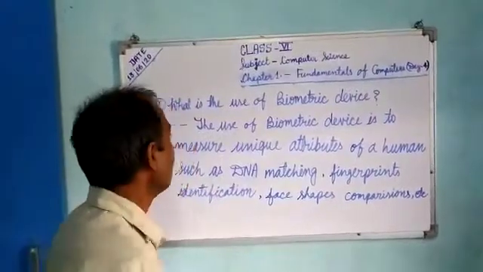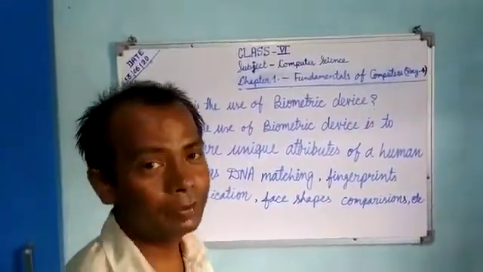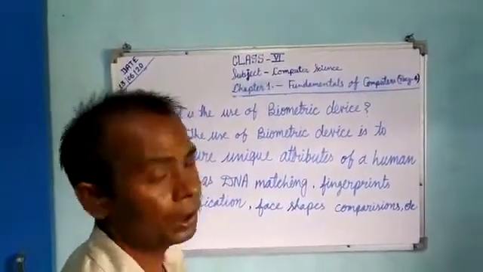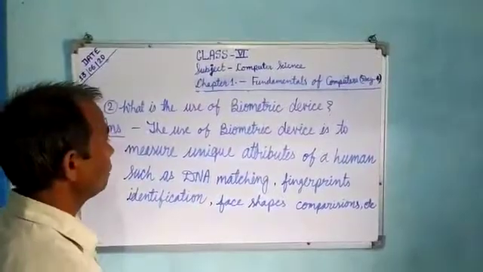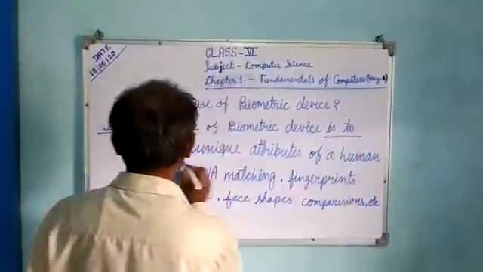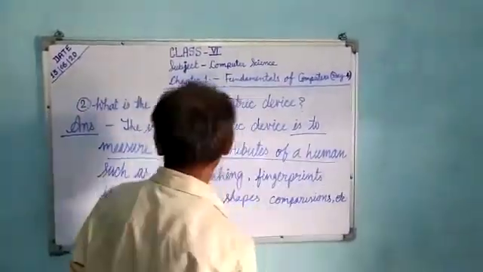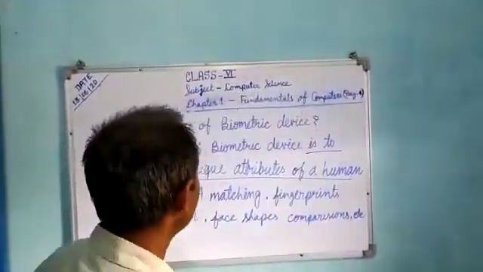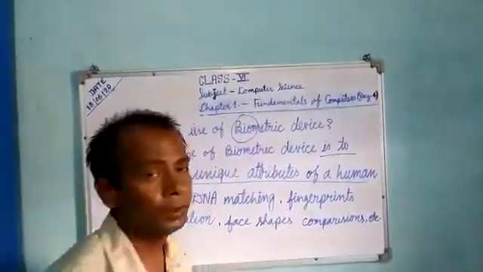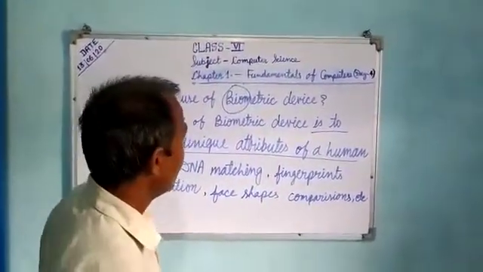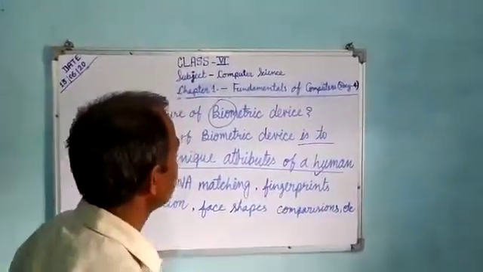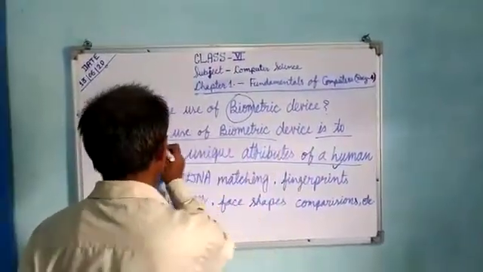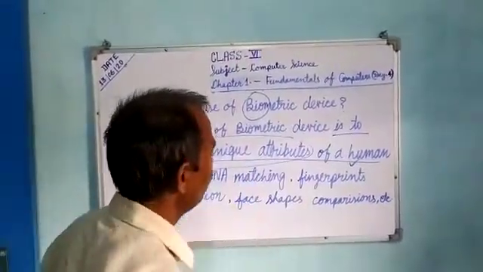The next question is: what is the use of a biometric device? We have to give the applications of a biometric device. The use of a biometric device is to measure unique attributes of humans. So this is related to human beings. Here one of the terms is given: bio. Bio means living beings, and it is related to humans. Metric means it has to measure the unique attributes of a human.